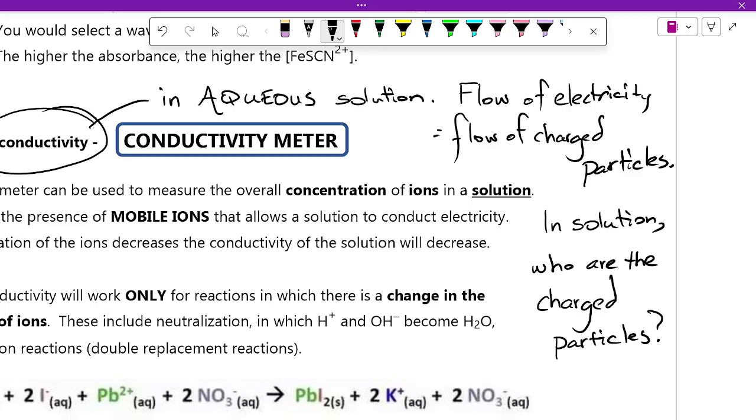By the way, not every solution has charged particles. Okay, just to be clear, not every single solution has charged particles. If I dissolve sugar in water, there are no charged particles. It will not conduct electricity. Sugar water does not conduct electricity. Salt water does conduct electricity.